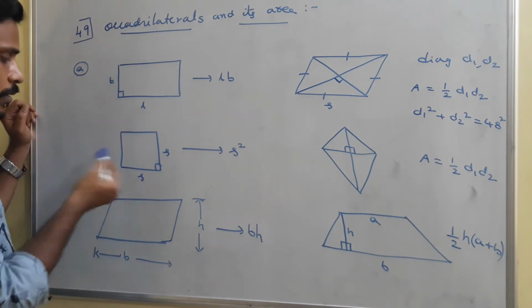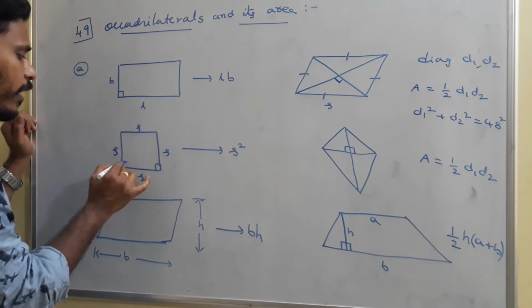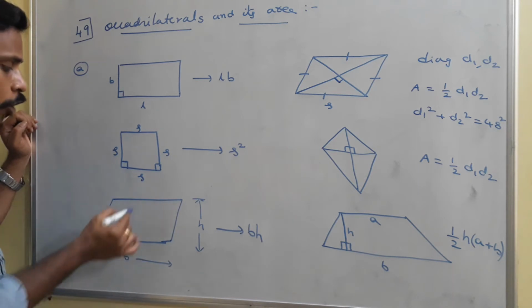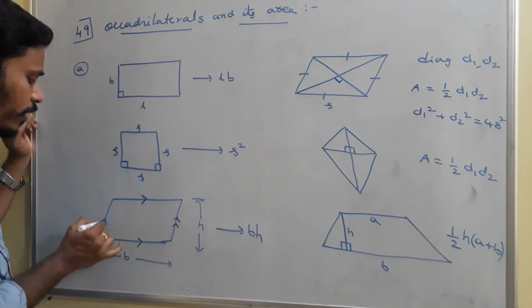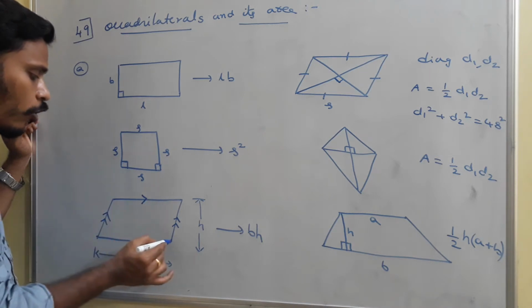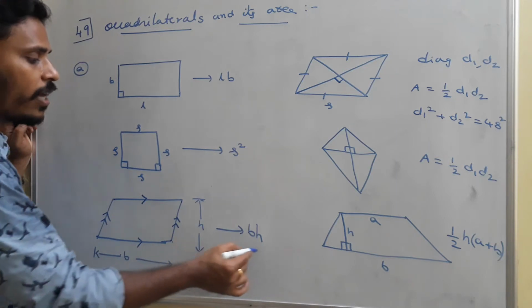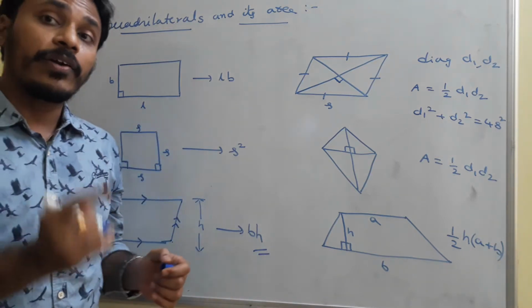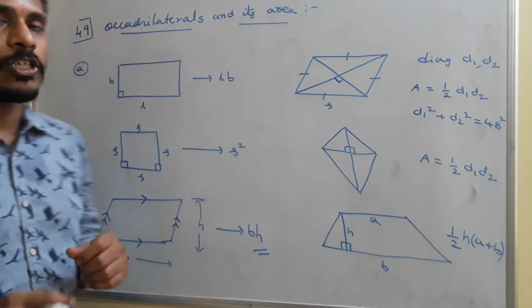A square, I think we all know about square, all the sides are equal and all the angles are 90. Its area is side into side, S square. And a parallelogram. Parallelogram means opposite sides are parallel. For that parallelogram, if the length of the base is B and the height, meaning the distance between these two parallel sides, is H, then its area is base into height. Okay? For a triangle it is half base into height, whereas for a parallelogram it is just base into height.